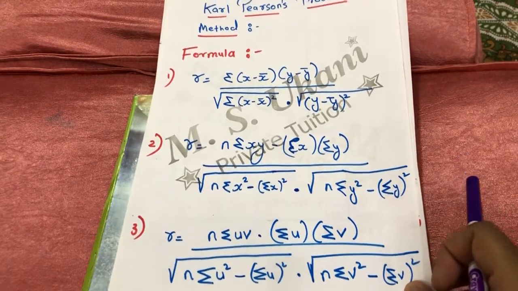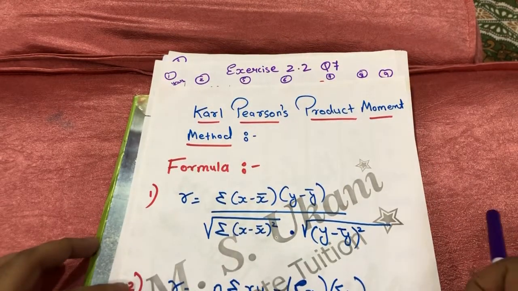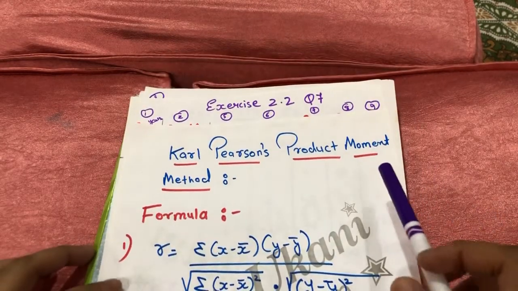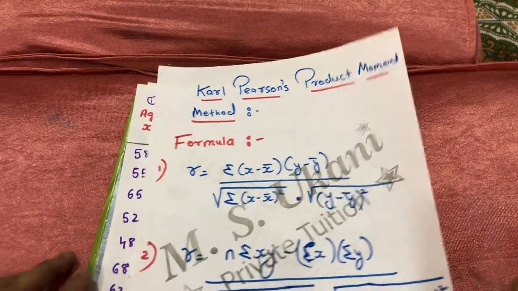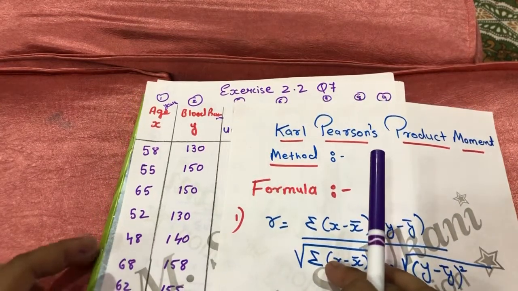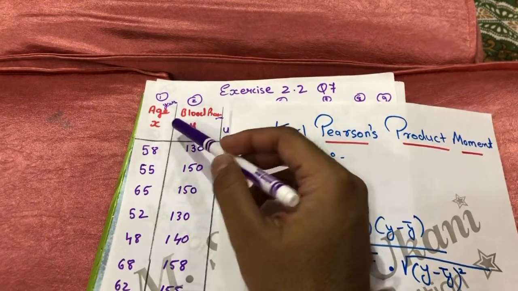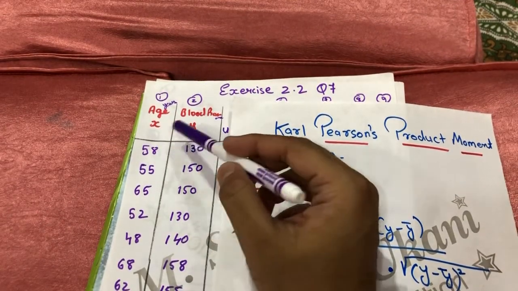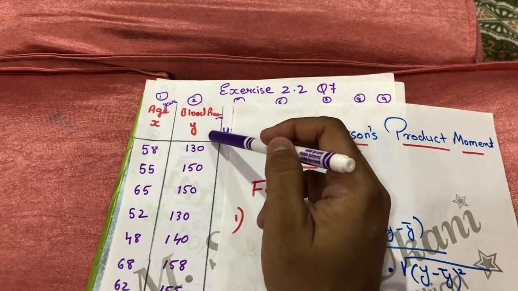And this formula sum is exercise 2.2, question number 7, which is related to the third formula for the Karl Pearson. Okay. So here in the question two columns have already been given. The first column is age X, and the second column is blood pressure Y.